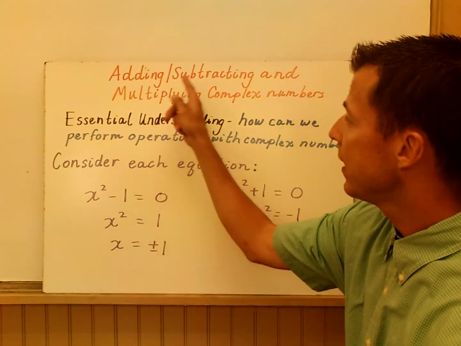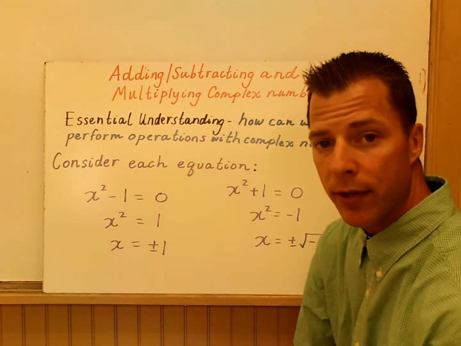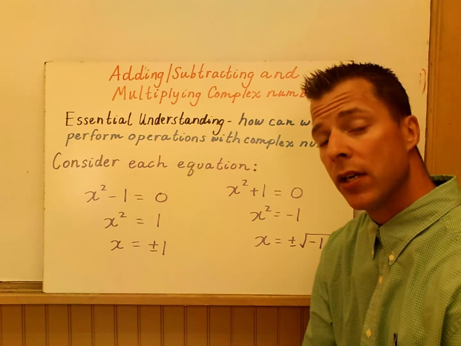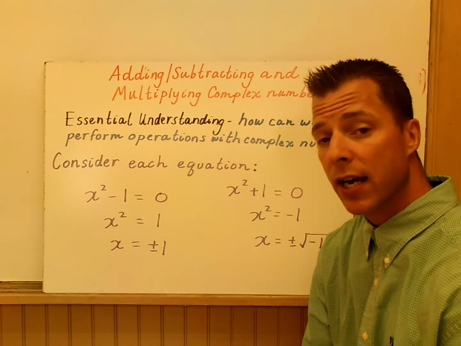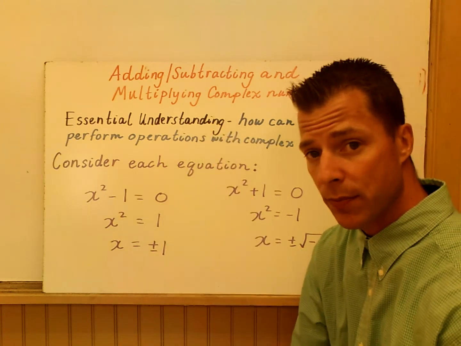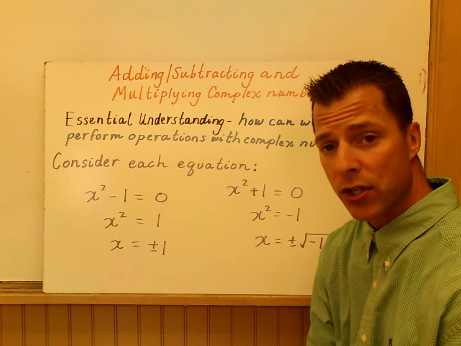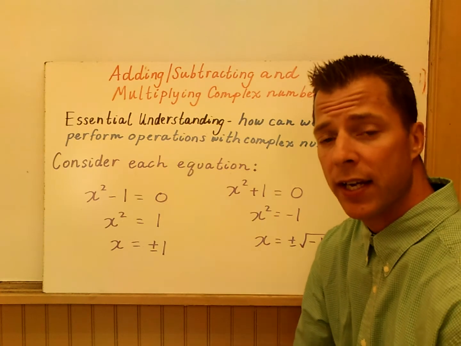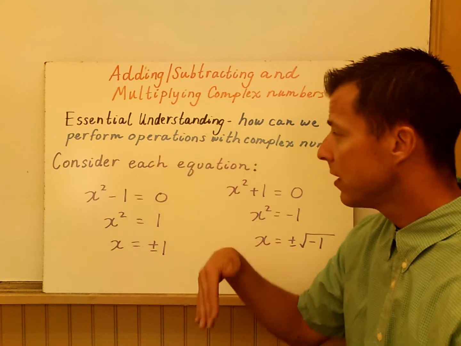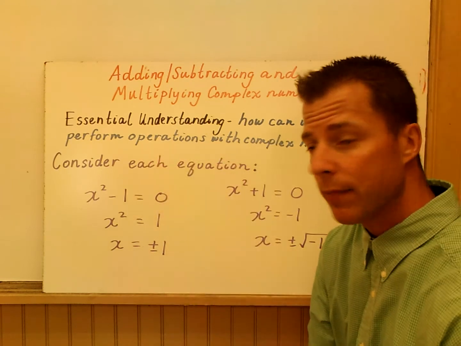Alright guys, welcome to adding, subtracting, and multiplying complex numbers. So the essential understanding we're going to look at today is how we can perform operations on complex numbers. Okay, division's not included in this because we do need an extra piece, something that's called a conjugate, to help us simplify complex numbers. So again, essential understanding, how can we perform operations on complex numbers?